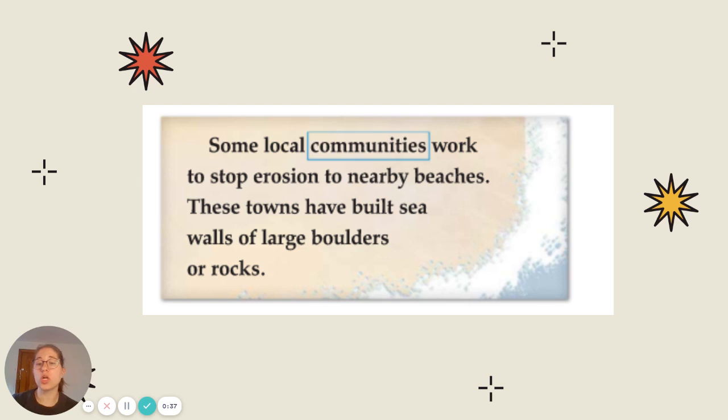Some local communities work to stop erosion to nearby beaches. These towns have built seawalls of large boulders or rocks. So the word that we might know has a blue rectangle around it, the word communities. So let's look through the sentence and see if we can find any other words that could help us figure out what community means. Let's look for some clues in our sentence.